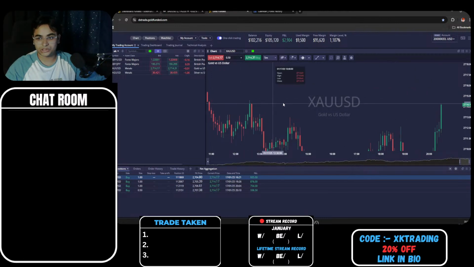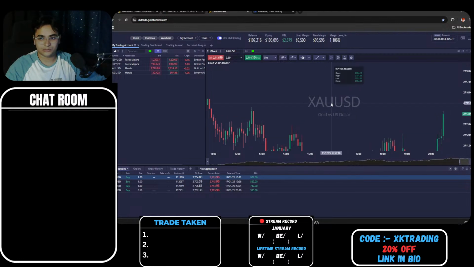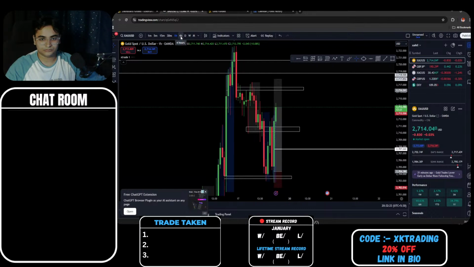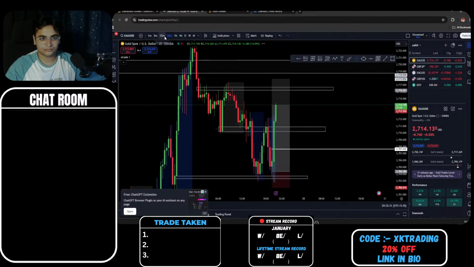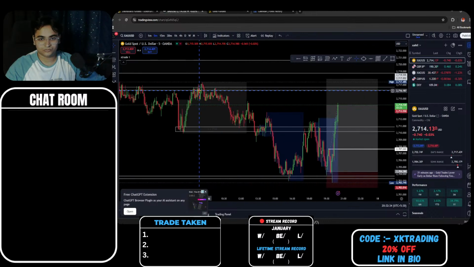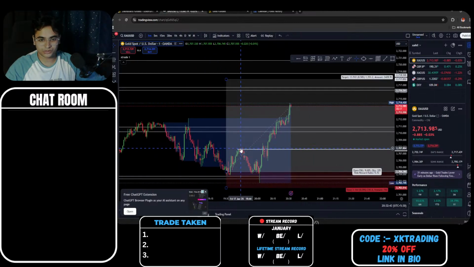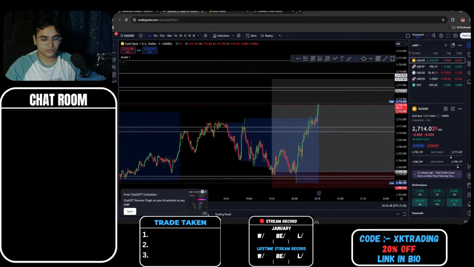Ooh, we have a big rejection here again. But I think we're going to tap into this 215. I'm pretty sure about that. We should be tapping in that zone. The question is, should I hold more trades or should I not? The only question is, should I hold this trade or not?